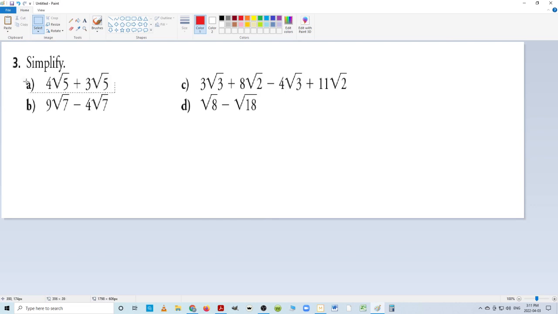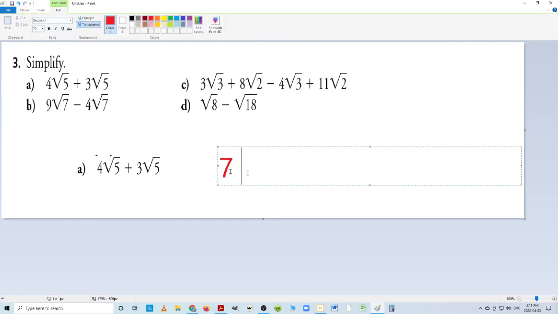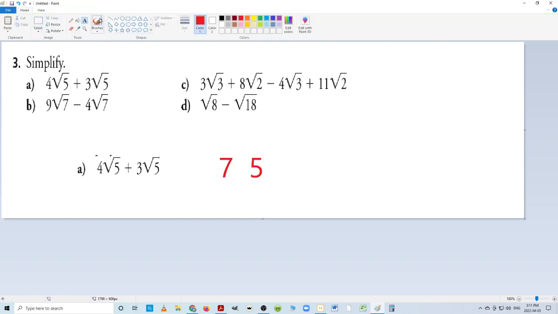Well, we can only add things that have the same root. I've got 4 apples plus 3 apples, so I got 7 apples. That is that. I've got 9 apples minus 4 apples, so 9 minus 4 is 5 apples.